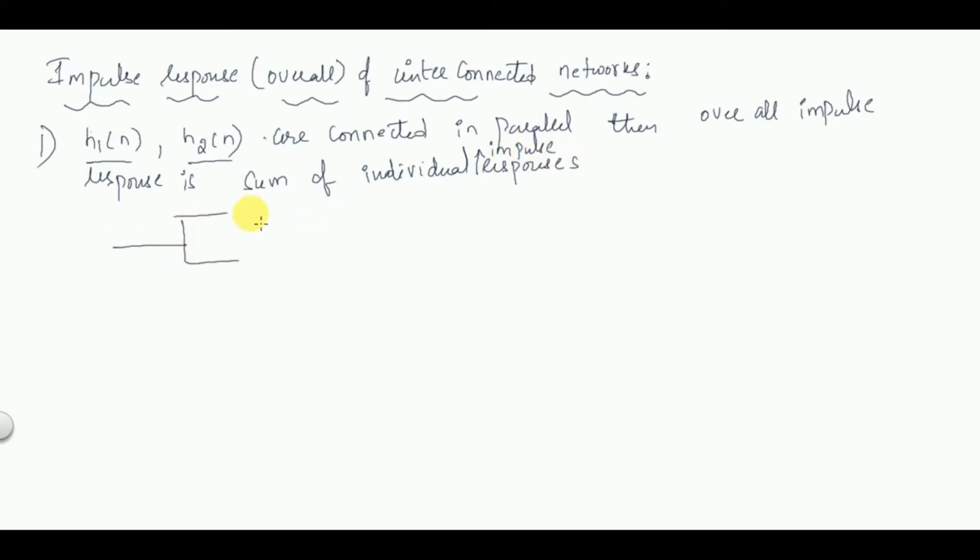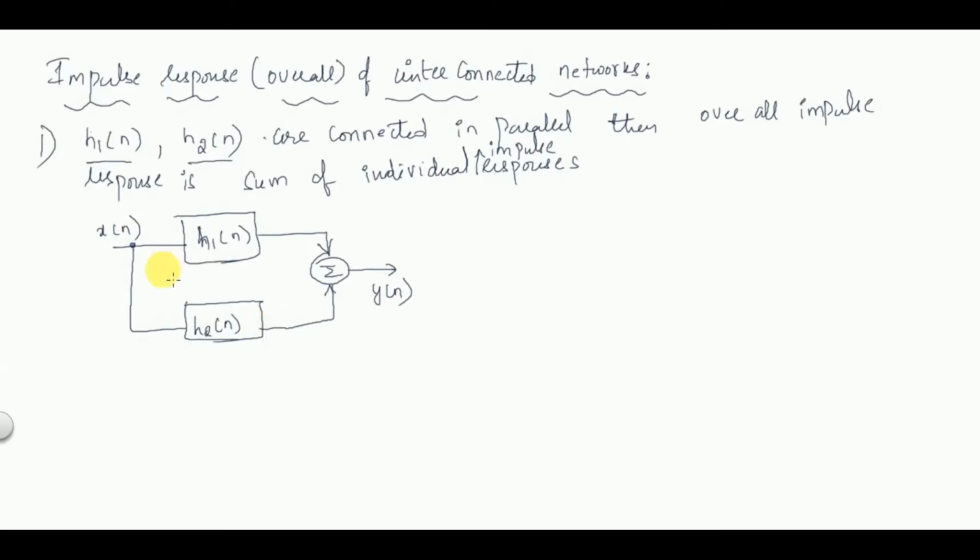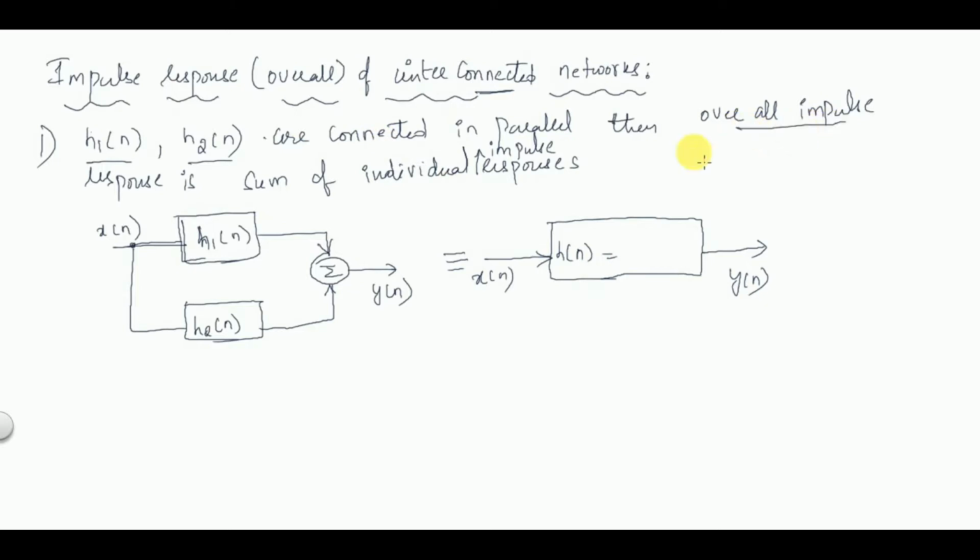That is, when you have two systems with impulse responses H1 of n and H2 of n which are connected in parallel, with input x of n and output y of n, then this system is equal to a single impulse response. That is why this concept is called impulse response of interconnected networks. So for systems connected in parallel, the overall impulse response is the sum of individual impulse responses. So it is equal to H1 of n plus H2 of n.